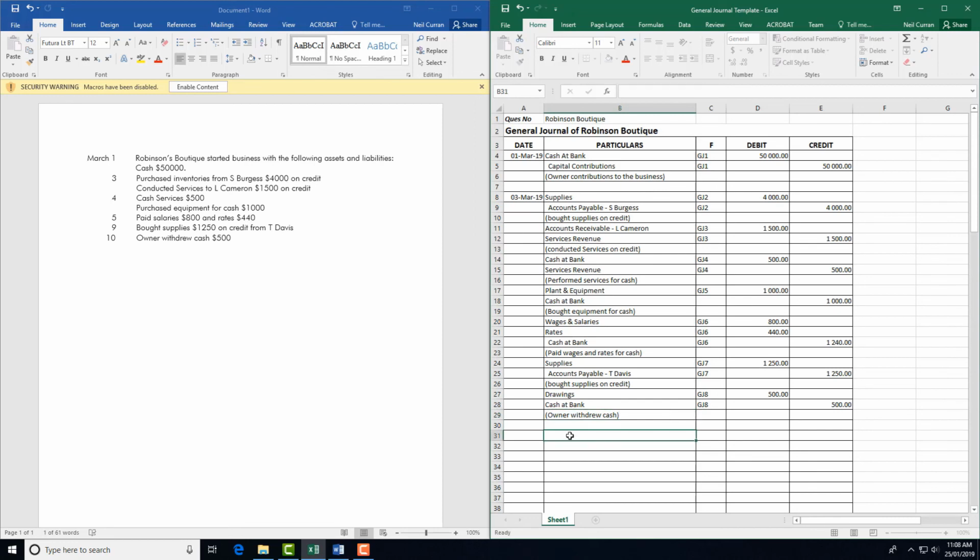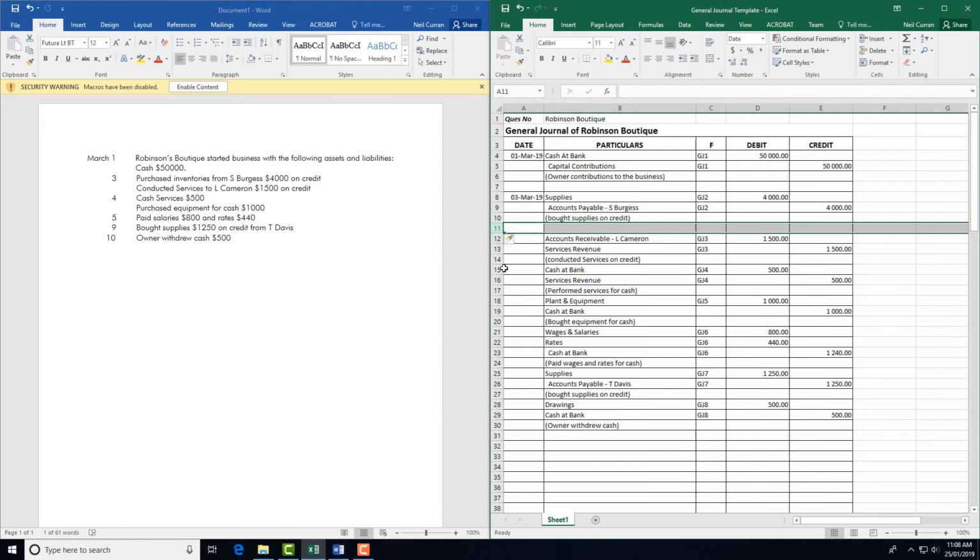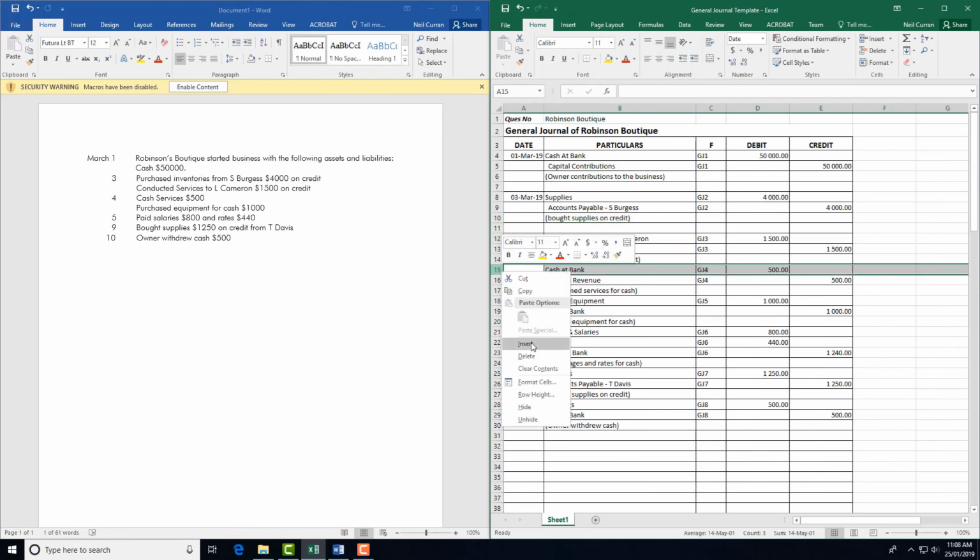Okay, now some of the skills which you might know within Excel is how to insert a row. So you can see here we need to insert a row here. So highlight the row, right click, insert, and it will add rows for you.